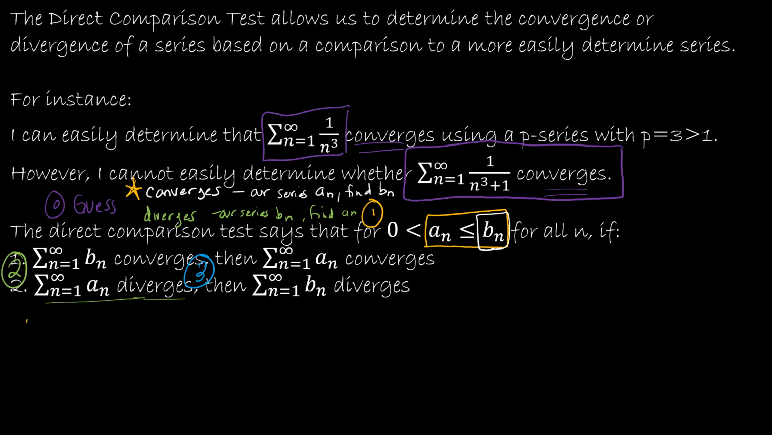So I'm going to let a sub n be 1 over n cubed plus 1, and b sub n is going to then be 1 over n cubed. And so I have to then show that a sub n, which is 1 over n cubed plus 1, is less than or equal to 1 over n cubed. Now I can do this a couple of different ways. I can just look at this analytically and say, okay, if I'm adding 1 to my denominator, then my denominator is bigger, which means the overall number is smaller, and therefore this is true.